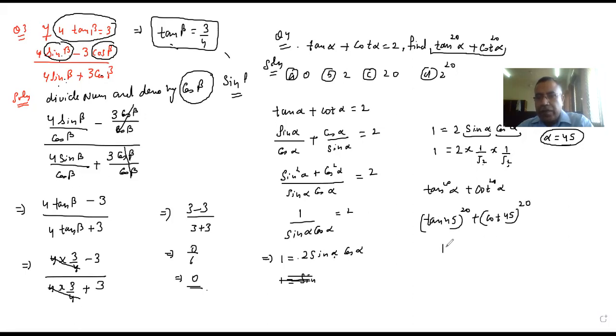So tan 45 is 1 raised to power 20. Cot 45 is 1 raised to power 20. So 1 plus 1, which is equal to 2. So that means B is the correct answer.